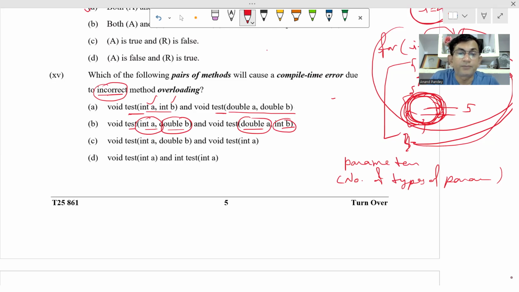Now coming to this. Here we have the same name and the number of parameters is different. Parameter lists are different here too. But see the D option. Here the names are same, and the parameter lists are also same. This is not allowed. This is incorrect function overloading. You will get an error message, a compile time error that the method test has already been defined in that class.